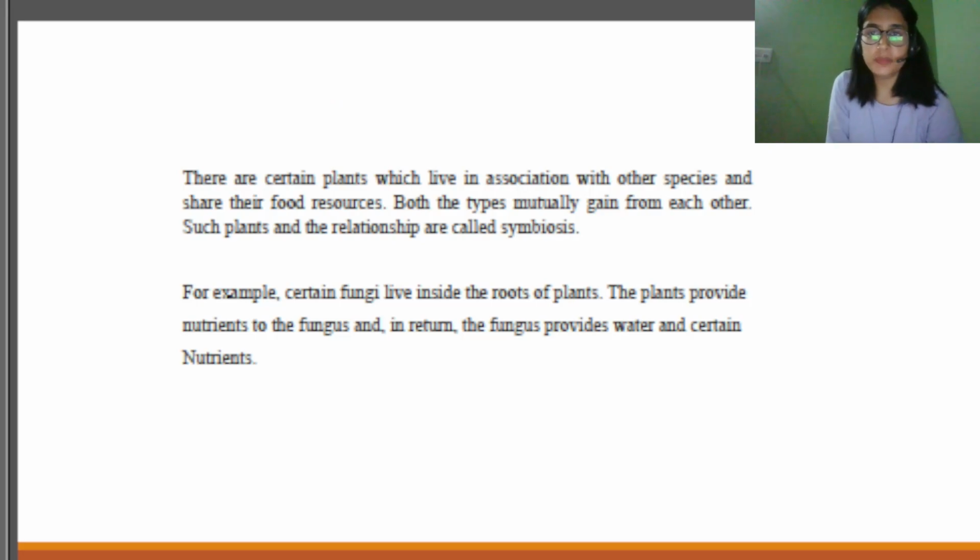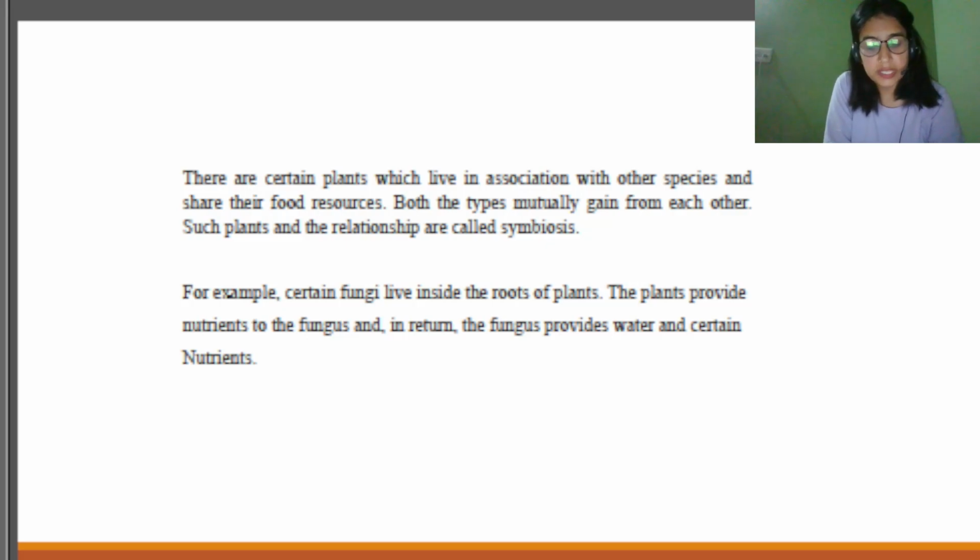There are certain plants which live in association with other species and share their food resources. Both the types mutually gain from each other. Such plants and the relationship they follow are called symbiosis. For example, certain fungi live inside the root of plants. The plant provides nutrients to the fungus and in turn, the fungus provides water and certain nutrients. Now you must be clear about the mutual relationship that is followed in certain areas in nature.